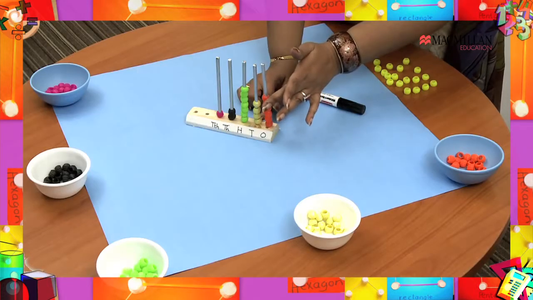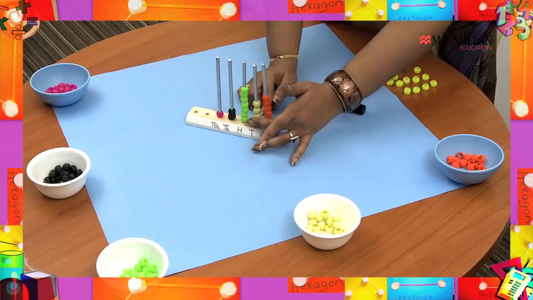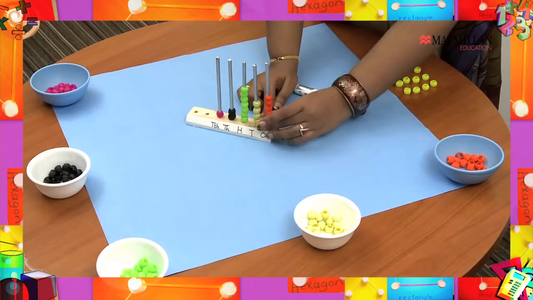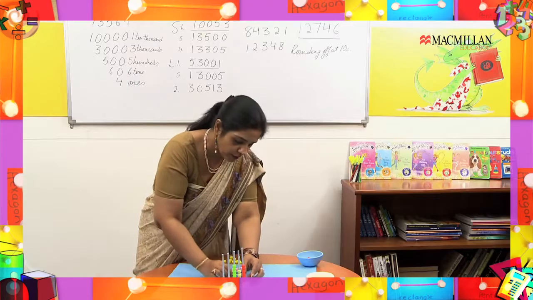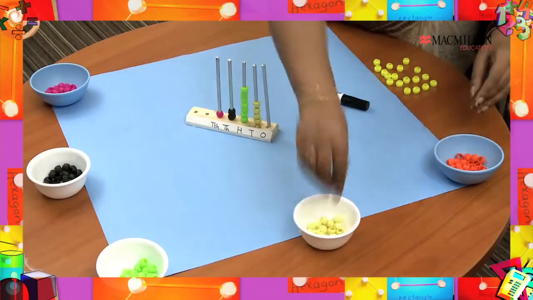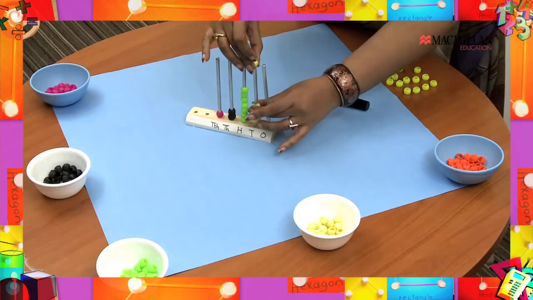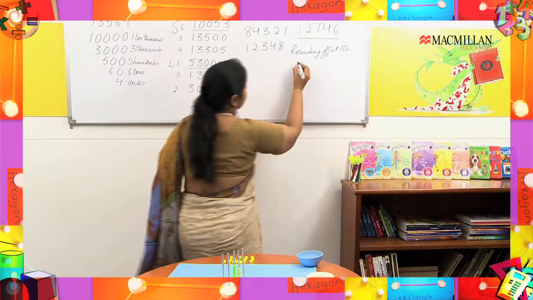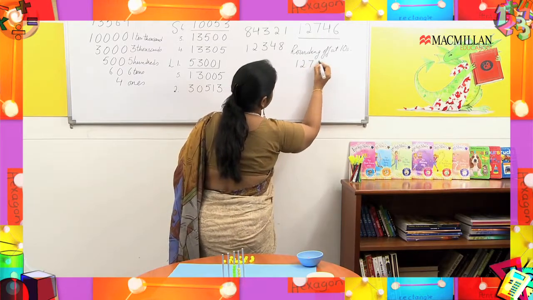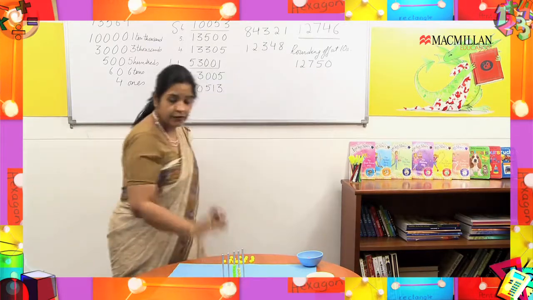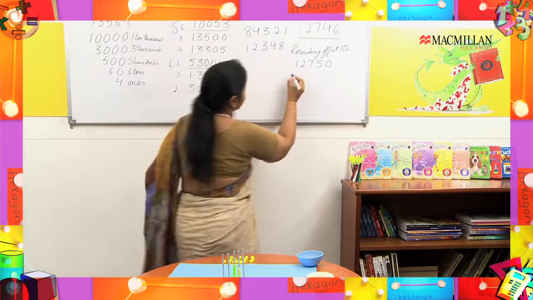And what is the rule of rounding off? That if the number on the left is 5 or more, the rounding position takes one more number and this becomes 0. So that means as these are 6, I remove these 6 and I place one more digit here. So if I am rounding off at 10, the number becomes 12,750. Is that clear?